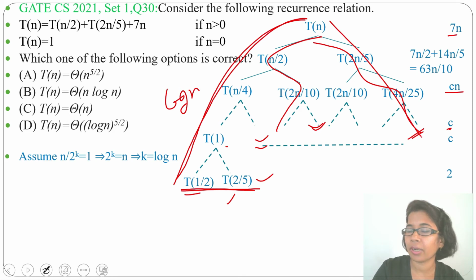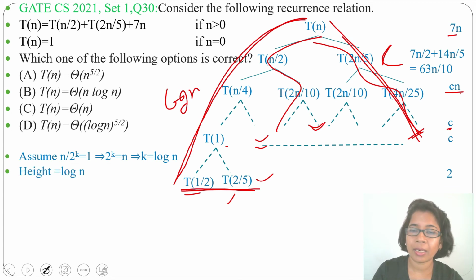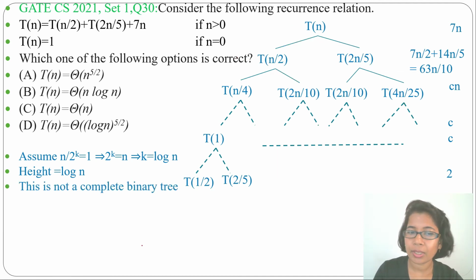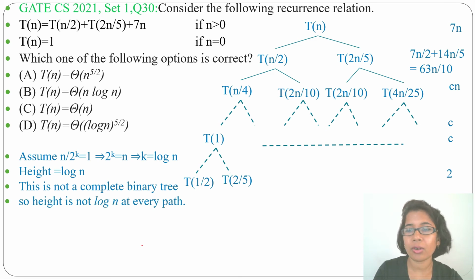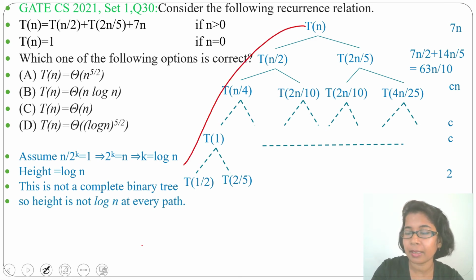Here height is not log n. In this path height is some constant. So up to that constant height, time is c multiplied by n. After that time is some constant. Height is log n at the highest path. At all paths height is not log n. And up to some level, time is constant multiplied by n. After that time is just constant. This is not a complete binary tree. Leaves are not at the same level. So height is not log n at every path. In this path height is log n, whereas in this path height is some constant. Height is not the same at every path.